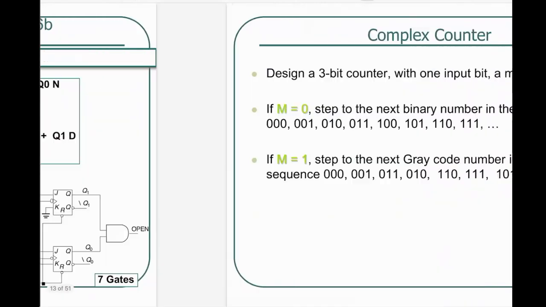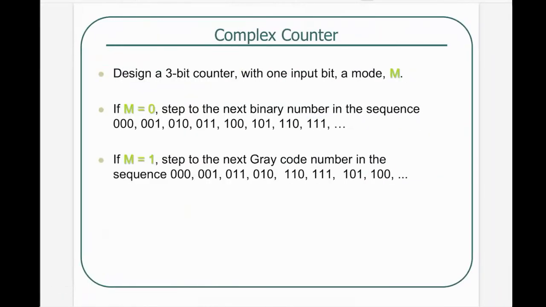All right. So that was the vending machine finite state machine discussion. Next, we move on to a complex counter design. And the only reason why it's a complex counter is because we are designing it so that it counts in binary sequence when some input M is 0. And then we can make it count in gray code when M is 1. Remember what gray code is? Gray code is only one bit changes at a time from one count value to the next.